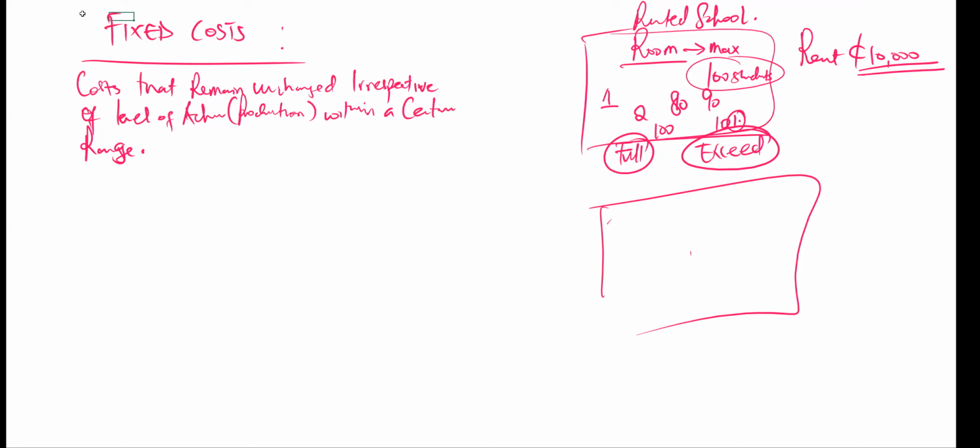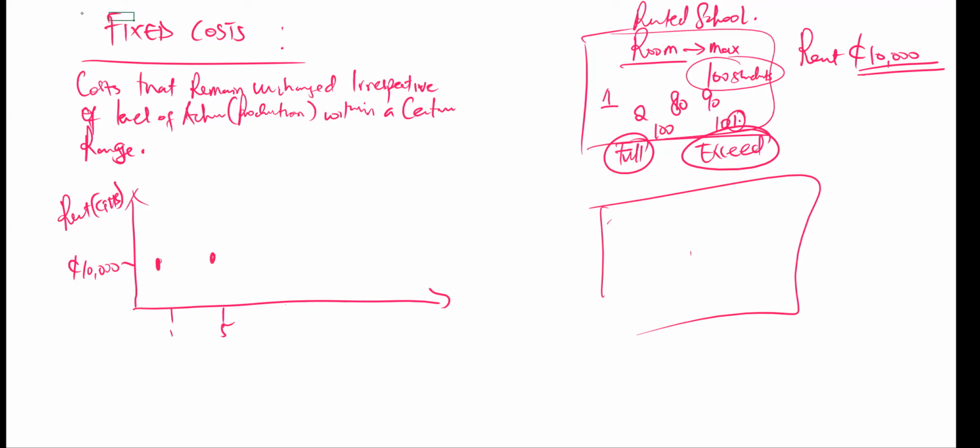Are you getting it? So let's put it into a graph. Now let's see this. So this is the rent in Ghana cedis, right? So I know that I paid what? How much rent did I pay? 10,000 cedis, right? So if I bring one student, I pay 10,000, not so. If I bring 5 students, I'll pay the same 10,000. If I bring 90 students, the same 10,000, right? If I bring 100 students, the same 10,000. So fixed costs look like this. You get it? Because it is fixed. It is straightforward like this.